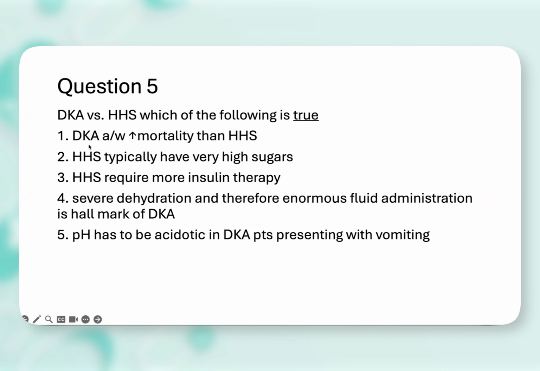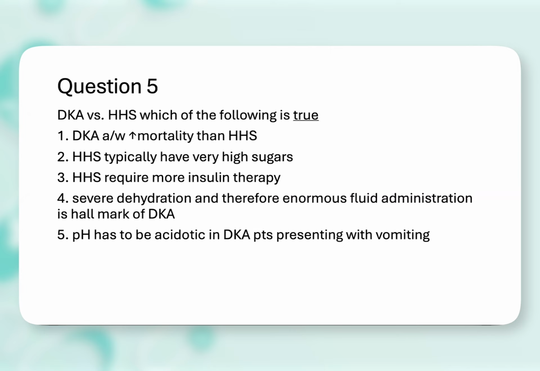So the first option is actually incorrect. HHS happens in more elderly patients and it is associated with severe dehydration and relatively less insulin deficiency. HHS has more mortality. And HHS, as I said, is associated with higher sugars, typically more than 800 is the cutoff. HHS requires less insulin therapy. So option 3 is incorrect.